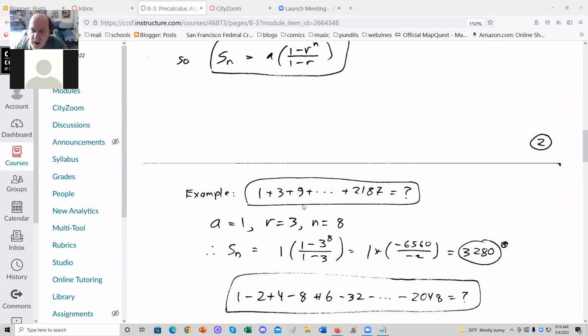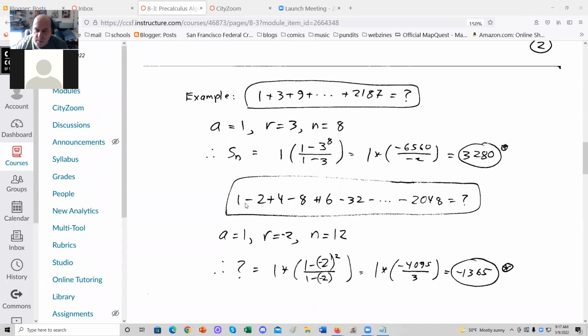So for example, here we have 1 plus 3 plus 9 all the way up to 2187, which is 8 terms. Well, let me double check that. 3 to the 8, is that right? How about 3 to the 7th? Yeah, okay. This last term is 3 to the 7th. The first term is 3 to the 0, so there's 8 terms in all. So S_n will be, A is equal to 1, times 1 minus R to the n over 1 minus R. So after a bit of arithmetic, you get 3,280 is the sum here.